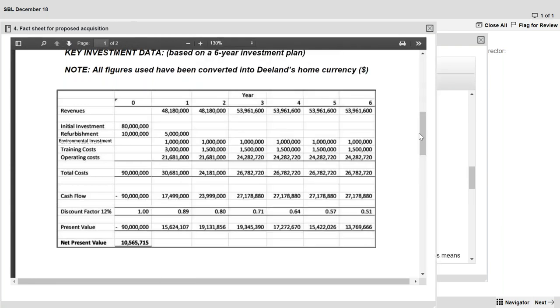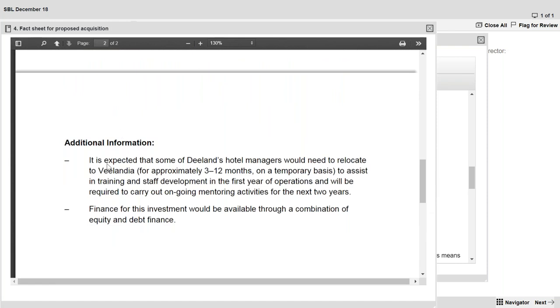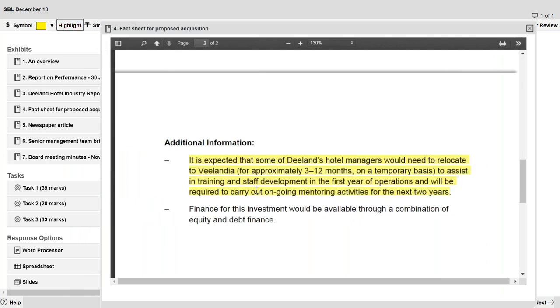Okay, let's go back. So I've done this exhibit. Oh my God, there's some additional information. It is expected that some of D-Land's hotel managers would need to relocate to Villandia for approximately 3 months to 12 months on a temporary basis to assist in training and staff development in the first year, and will be required to carry out ongoing mentoring. So this is about staffing, how you would staff or manage the business. And then finance for this investment would be available through a combination of equity and debt financing.